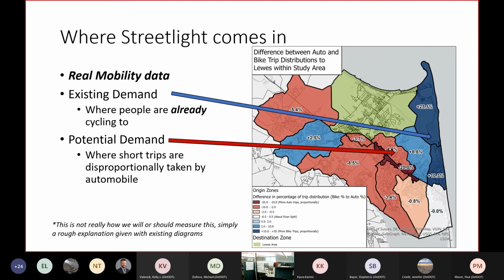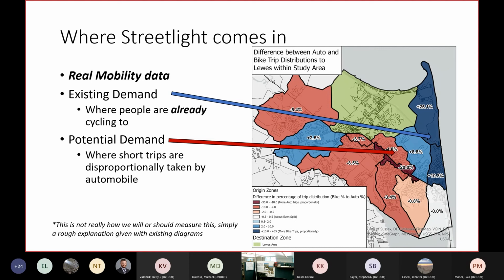So just as an example, we'll look at this map. Again, this is sort of not a real methodology. It's just an intuitive explanation to get the point across. So the existing demand is where people are actually cycling at a high rate. So if we can produce projects that will improve connectivity between areas where people are already cycling, that's a win, right? Because we know there's already existing people riding there. They can benefit from improvements to the bike network.